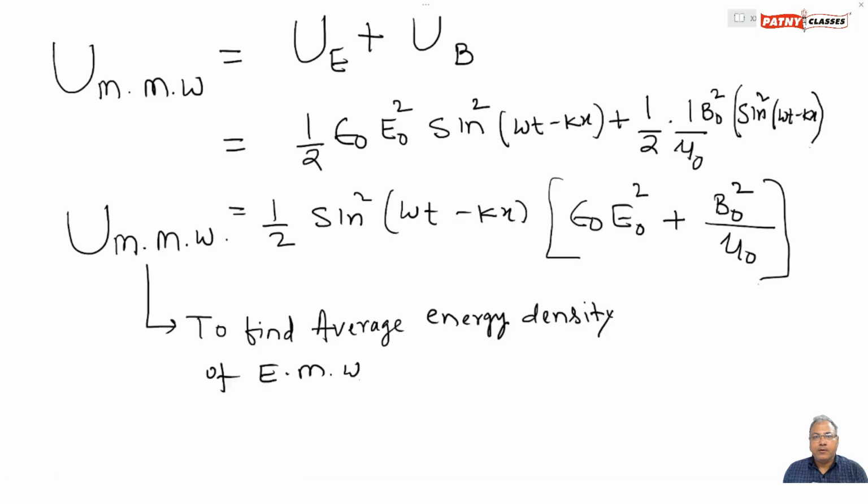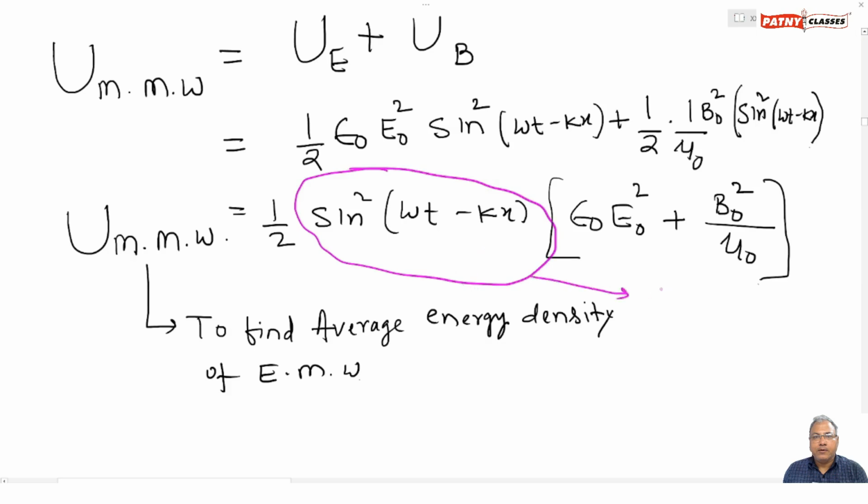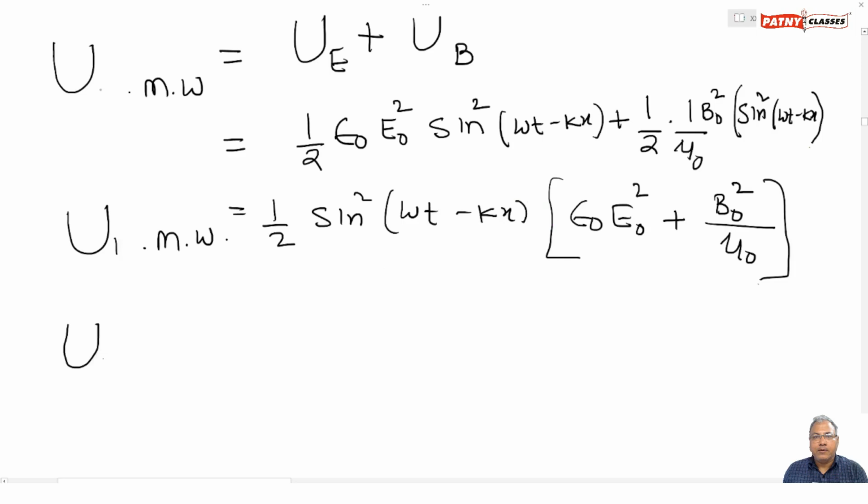energy density for the electromagnetic wave. Now to find the average energy density of the electromagnetic wave, we need to take the average value of sin square (omega t minus kx). The average value of sin square (omega t minus kx) is nothing but half for a single cycle. By mistake I have written m here, it was E for electromagnetic wave. I am correcting it.